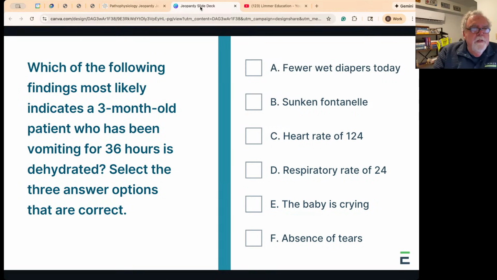Which of the following most likely indicates a 3-month-old patient who's been vomiting for 36 hours is dehydrated? Select 3 answer options that are correct. 3 answer options, 3 of 6. These would be just good to get you thinking. Got to put a PEDS question in. About 10% of the National Registry exam at all levels is pediatric right now.